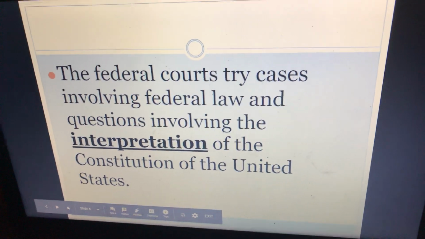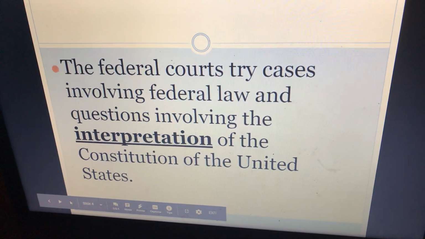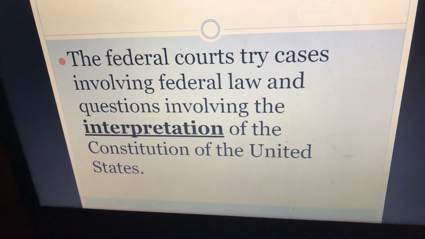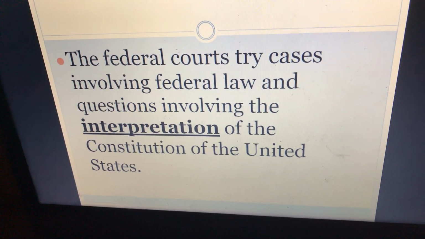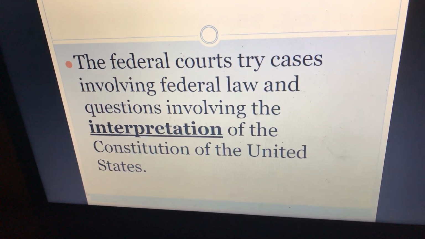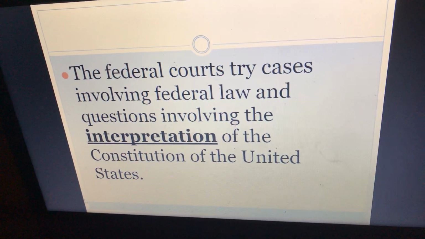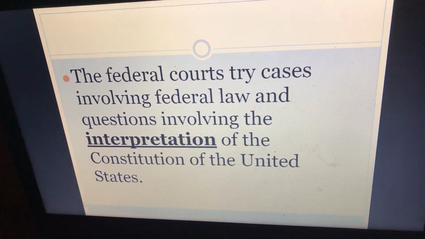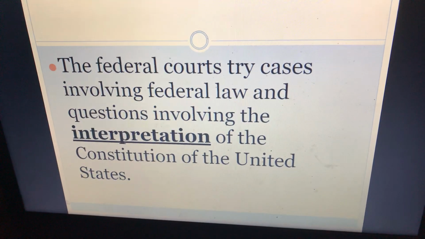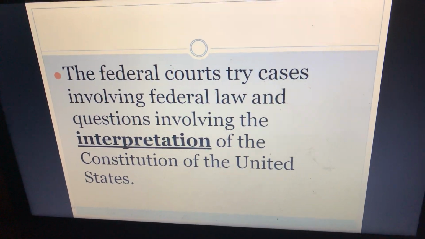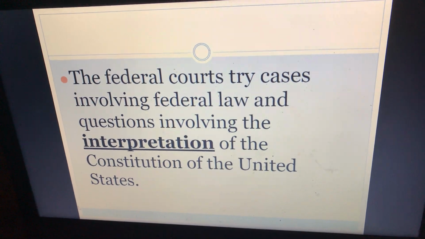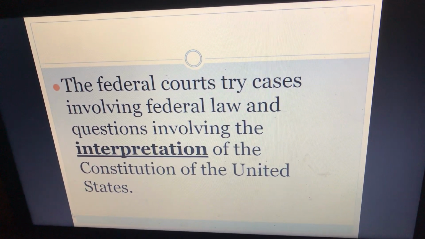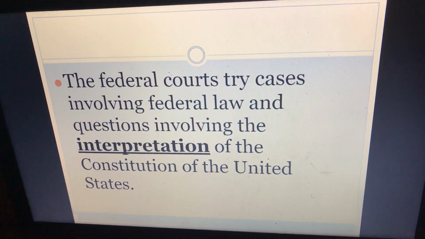Okay, and then the last slide says the federal courts try cases involving federal law and questions involving the interpretation of the Constitution of the United States. And that's the key word. If you go back and review all of the SOL 6 notes, we said that the legislative branch's main job is to make the laws. The executive branch's main job is to execute, enforce, or carry out the law. They all three mean the same thing. And then the judicial branch's main job is to interpret the law.